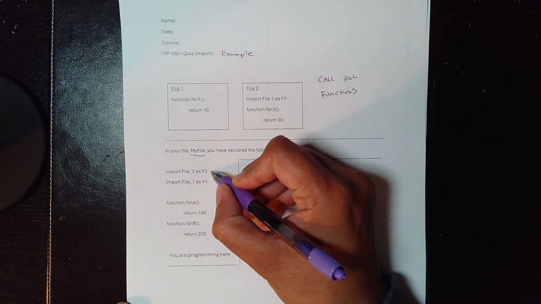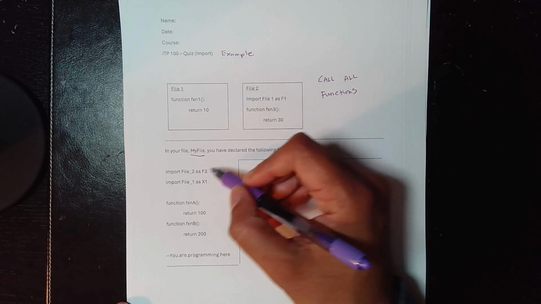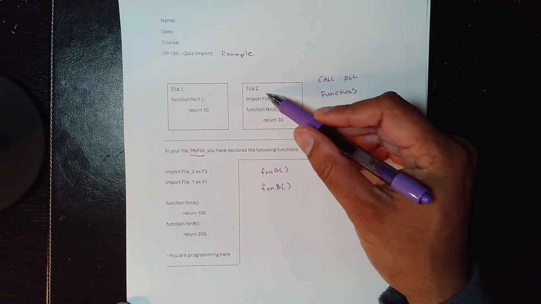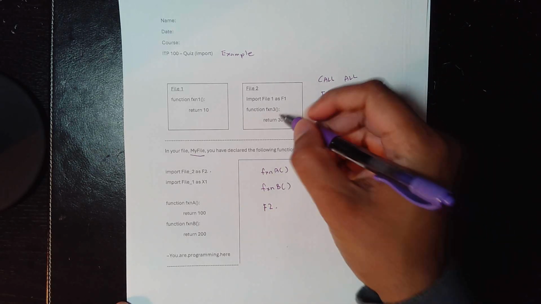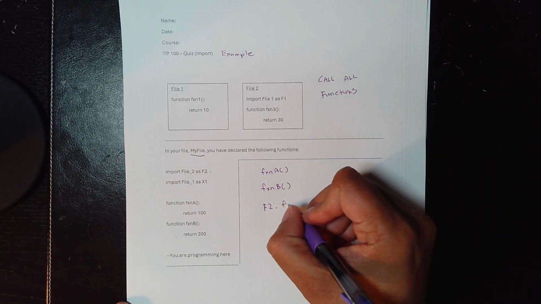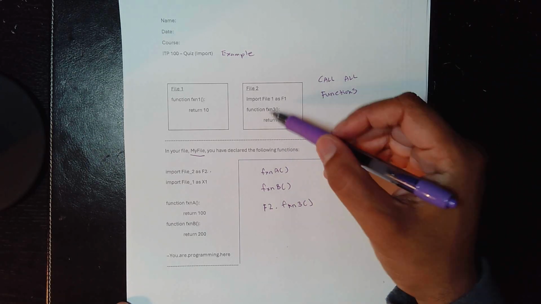Now let's call function 3, and I imported from the perspective of my file 2. So from the perspective of import file 2 as F2, right? I say F2 dot function 3. That's how I call this function.